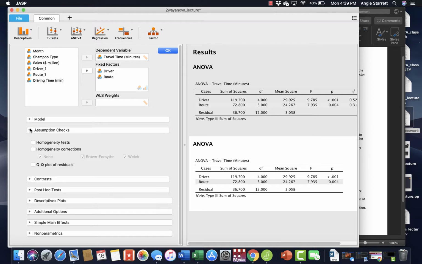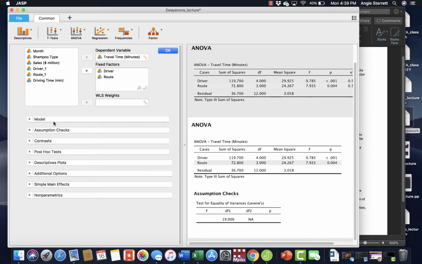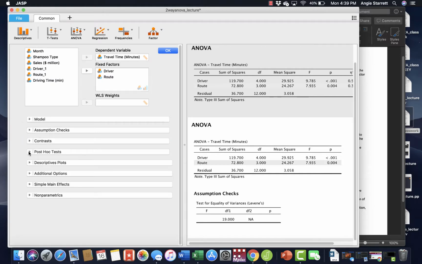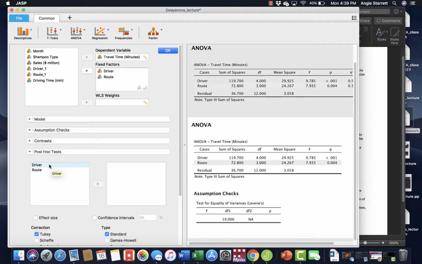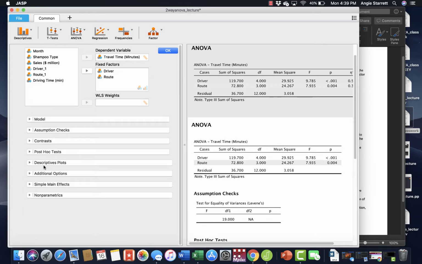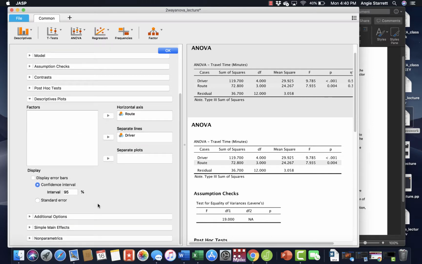All right, assumption checks. Let's do homogeneity for our variances. And it cannot calculate. We can do post hoc tests on our individuals, and let's check Bonferroni here. And descriptive plots. Let's put route on the horizontal axis and put driver on separate lines. Let's not do error bars for this. It might get a little bit difficult to see.